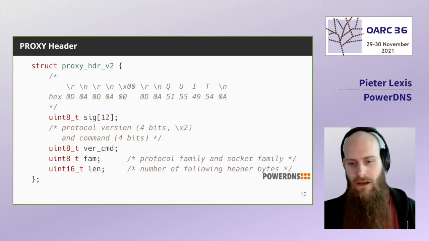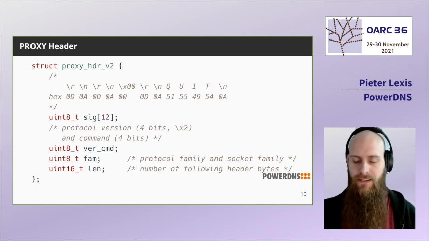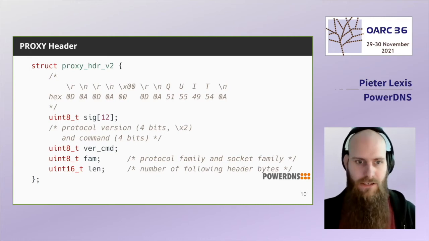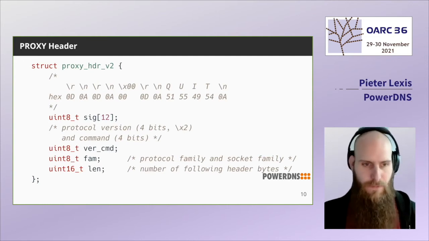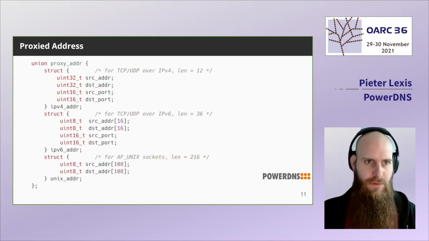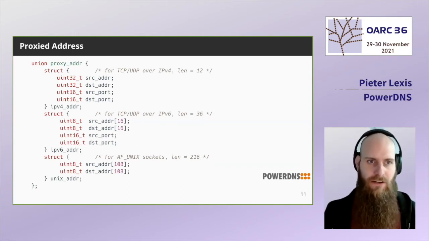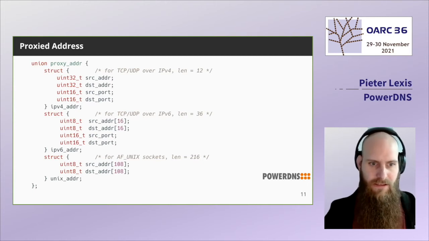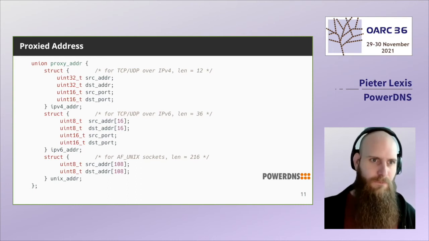Local means I don't actually have proxied data following, but I'm doing some local command. We use this, for instance, for the times that we do health checks. Then there's the protocol family and socket family, and then a length field. I said it's relatively simple. The proxied address is just a union. This is how it looks. You have all the source information and destination information depending on the protocol that is in use. And yeah, you can even do things over Unix sockets if you really want to.